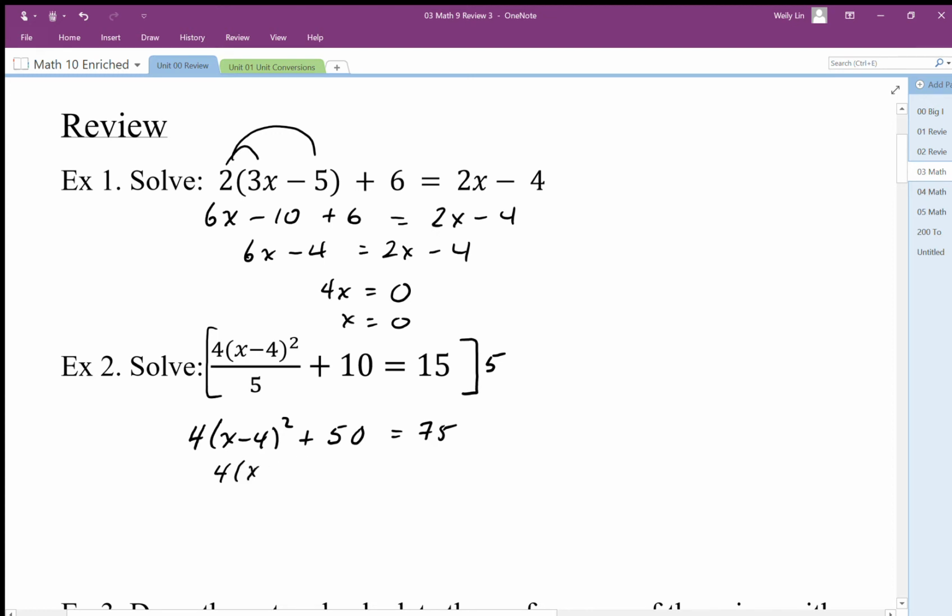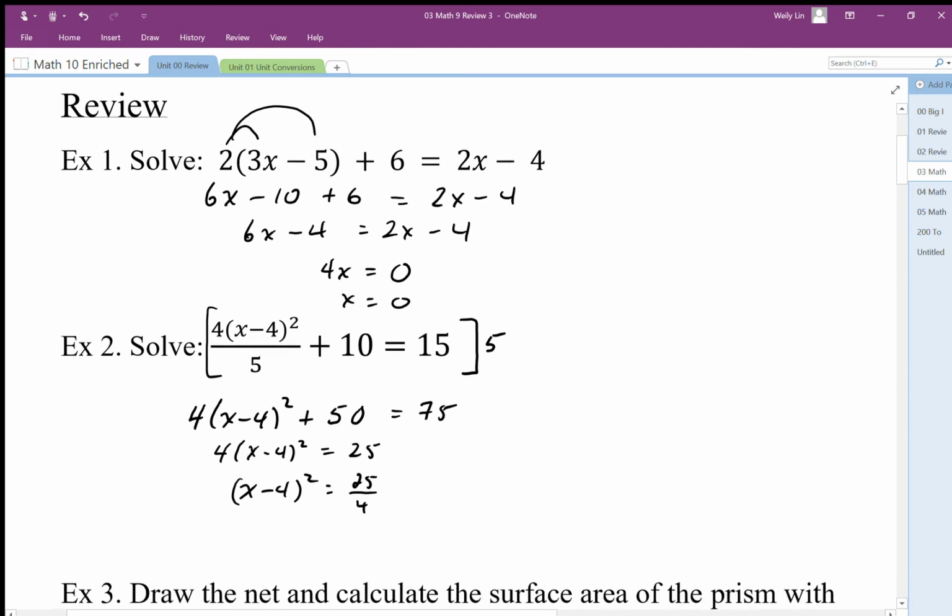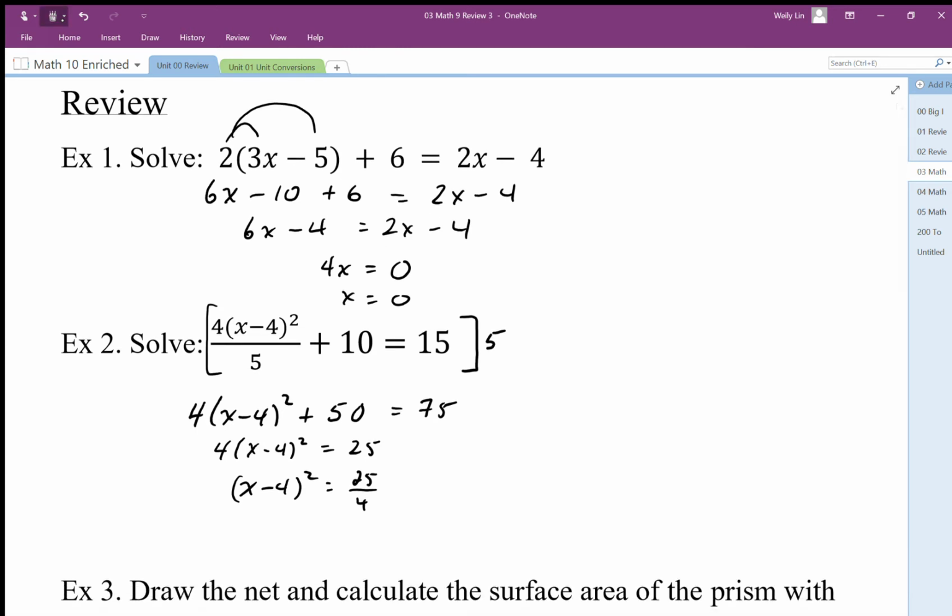So to solve this, we basically want to undo this calculation. So I'm going to undo the plus with a minus. So I get 25. I'm going to undo this times with a divide. So the nice thing is I end up with a perfect square equals a perfect square. Now really I just need to undo that perfect square by square rooting. So I'm going to square root both sides.